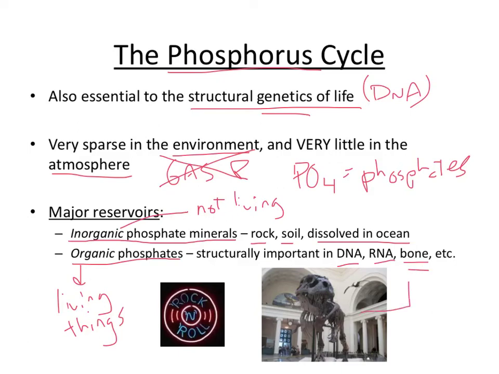So that's why I've got this fossil here. I took this picture myself in Chicago. If anybody's ever been to the Field Museum, this is one of the most complete T-Rex skeletons that there is on the planet. And so there's going to be a lot of phosphorus there. Anywhere where you have bones, particularly fossilized bones that have been basically turned into rock, you're going to see a lot of phosphates.